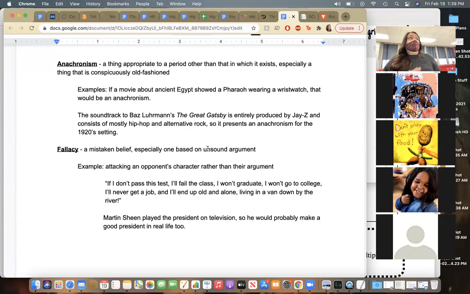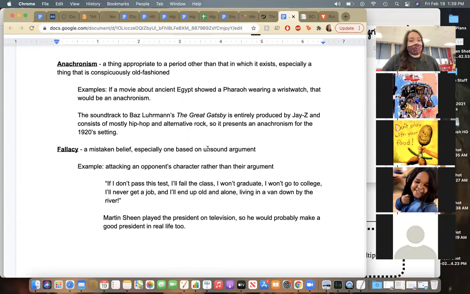And the last one, and we will talk at a lot more length about fallacies, probably fourth quarter. A fallacy is a mistaken belief, especially one based on unsound argument. I actually have beside me some posters that have come down, and one of them is all the different types of fallacies. But right now you just need to know what a fallacy is.